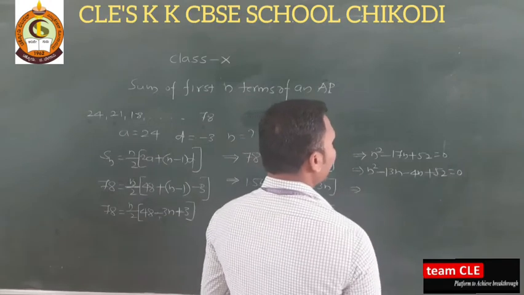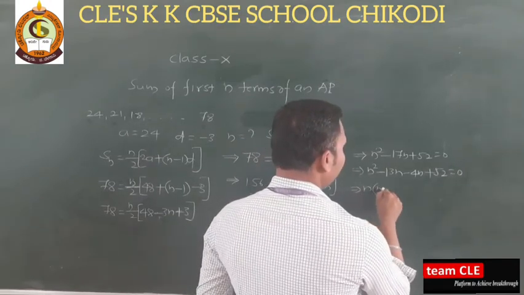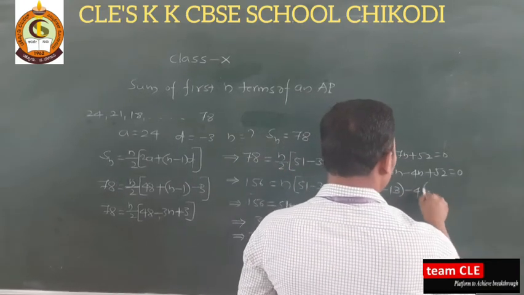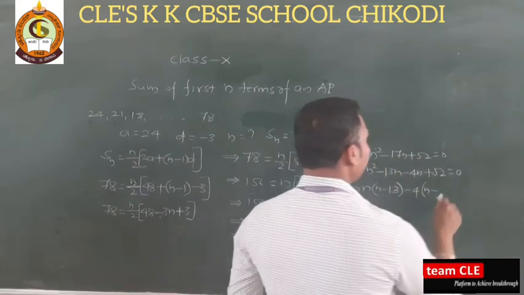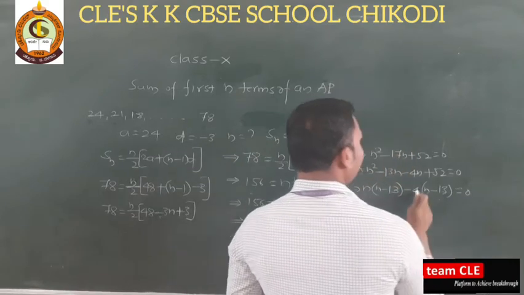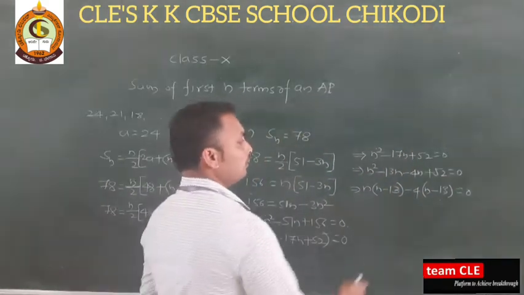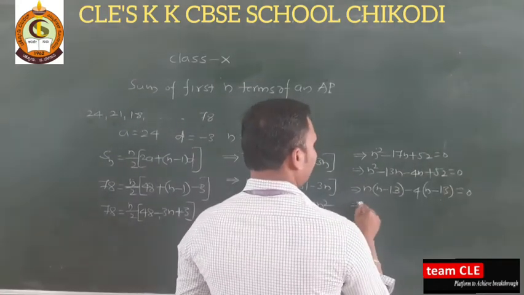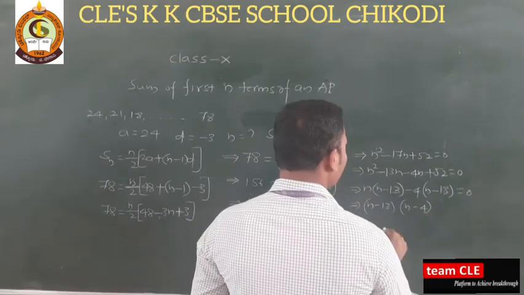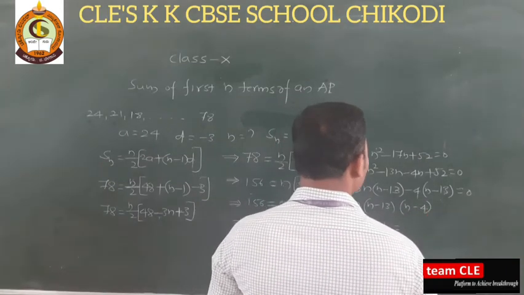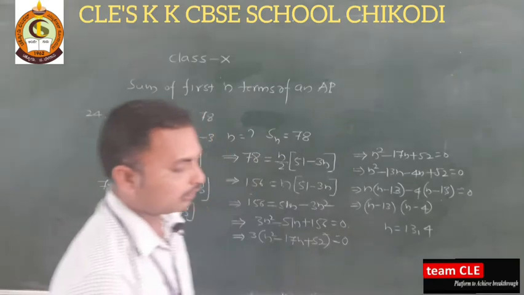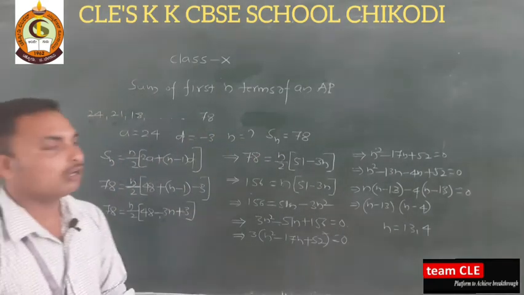Next, take n common: n into the bracket n minus 13. Now keep minus 4 as it is, and we get n minus 13 again. 4 into 13 is 52, and minus into minus is plus. So one bracket is n minus 13 and the other is n minus 4. So n is equal to 13 or 4.